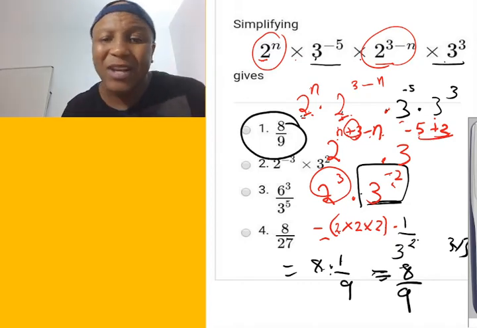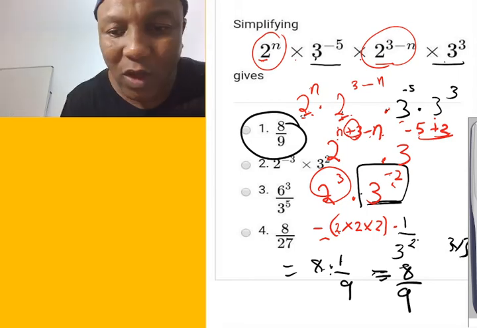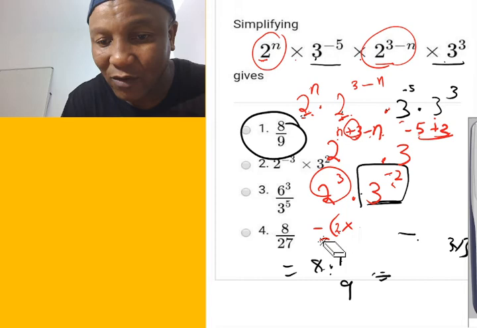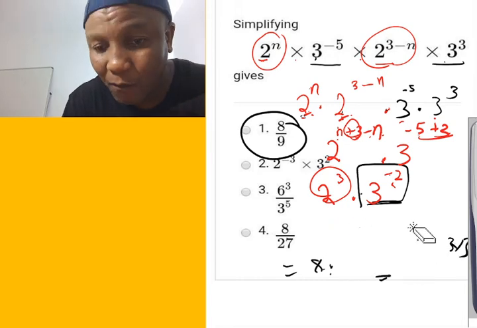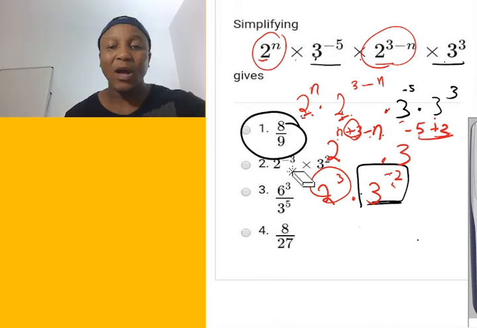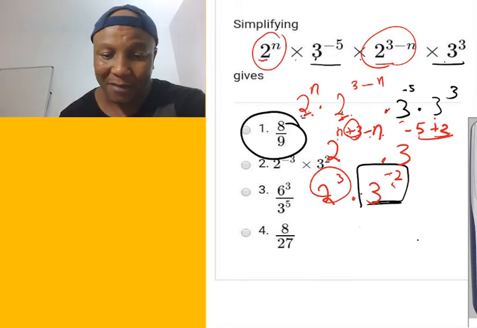If you don't want to do that, let me show you an easy way with the calculator. So our answer is 8 over 9. I could have simply plugged it into a calculator. Look how it's going to do: 2 power 3, and times 3 power negative 2.